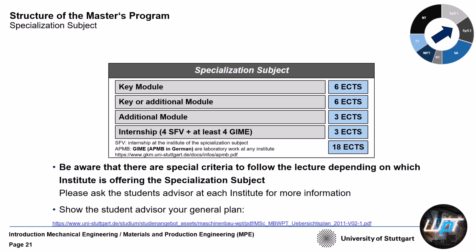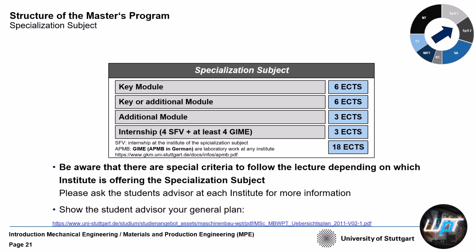With the following slides, I will give you a brief overview of how the ECTS are relevant, and where you can get some additional information, as you can see in the HTTPS link just below the slide. The specialization subject consists of 4 components, 2 modules with 6 ECTS and 2 modules with 3 ECTS.